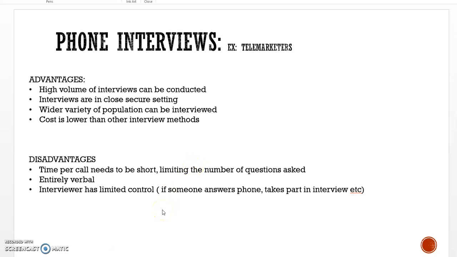The disadvantages: the time per call has to be really short, or what's going to happen? Somebody's going to hang up on you or say, I'm too busy to answer your question. So it needs to be really short and to the point. The whole interview has to be verbal, and you have to hook a person. Just getting them on the phone is going to be an issue. There's limited control. If you call somebody, they could hang up. They could say, I don't want to take part in your interview. So you really have no control over who answers your questions. Those are the different types of interviews.